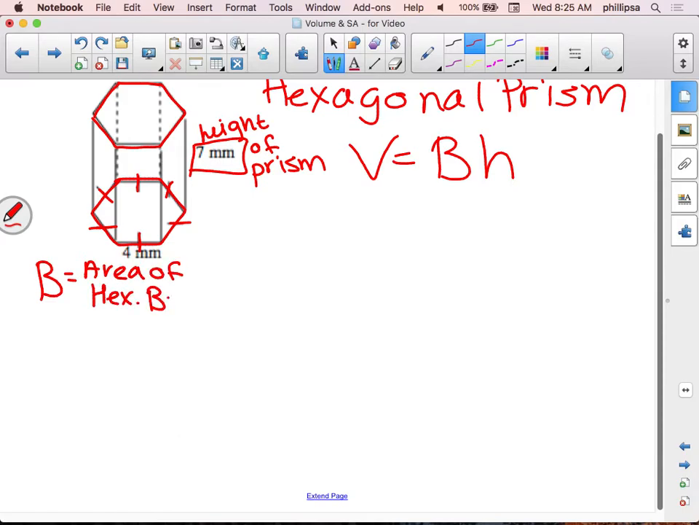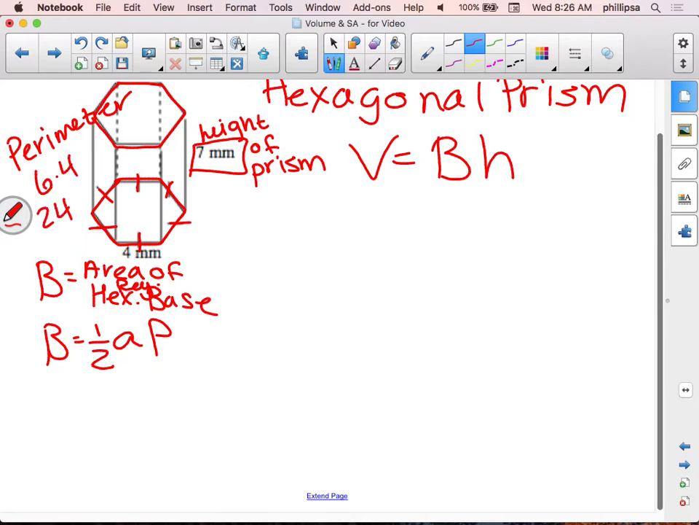Which means that the big B, the area of the hexagonal base, because it's a regular hexagonal base, I'm going to use one half times the apothem times the perimeter. The perimeter would be easy to find. Each side is a measure of 4 millimeters, and I have 6 sides, so that's going to give me a perimeter of 24 millimeters.